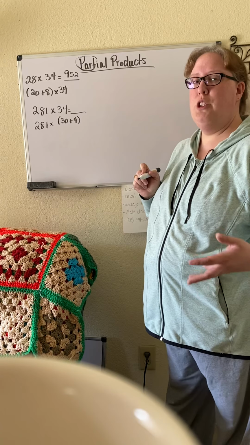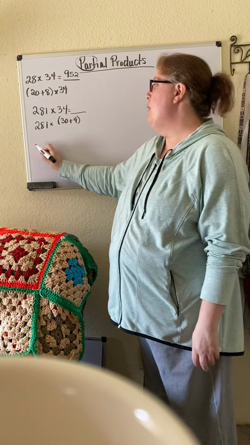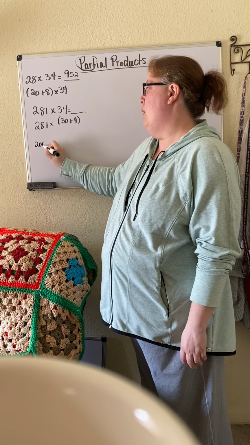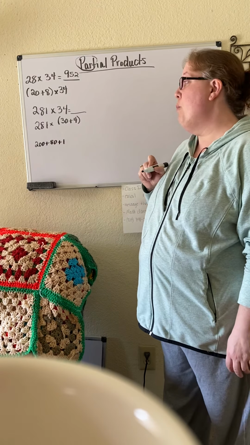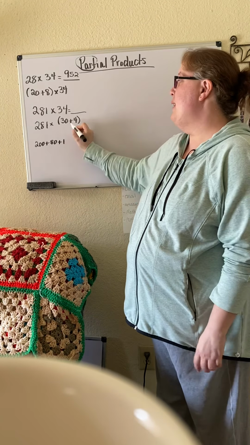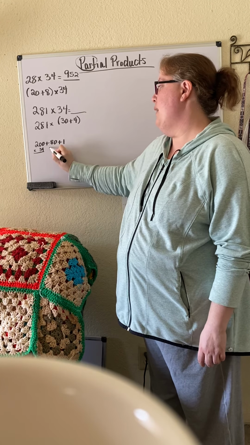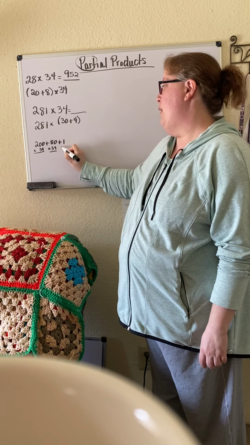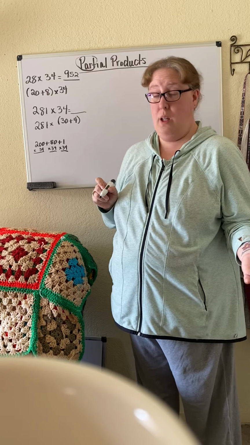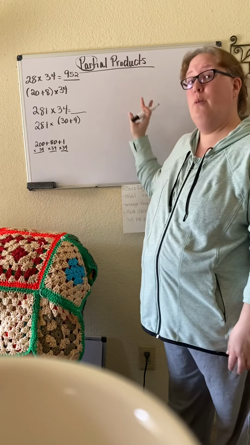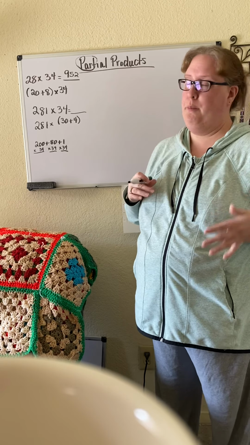And just to show you, if you really wanted to break down that 3-digit number instead of the 2-digit, 281 becomes 200 plus 80 plus 1. Okay? But if you did that, you would have to multiply all of these 3 factors times 34. Which again, you could do. But doing it the way I'm going to show you here will only be 2 partial products rather than 3. So it's a little bit less work.